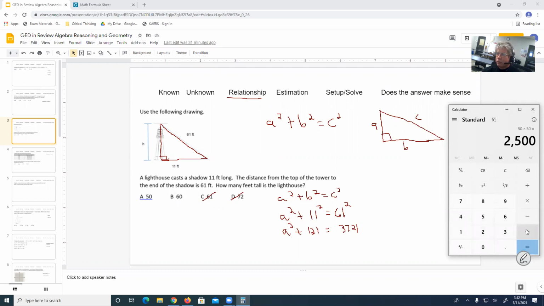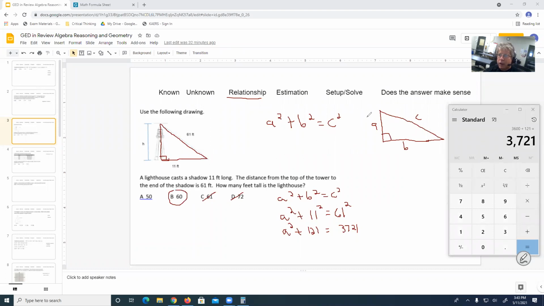And then if I add this 121 to it, that gives me 2,621. But I was supposed to get 3,721, so that's not big enough. That means B would have to be the correct answer. To verify that, 60 squared is 60 times 60. That's 3,600. If I add that 121 to it, that gives me 3,721. So that could be a strategy we can use to solve this problem. So B would be the answer to this one, that's 60 feet.